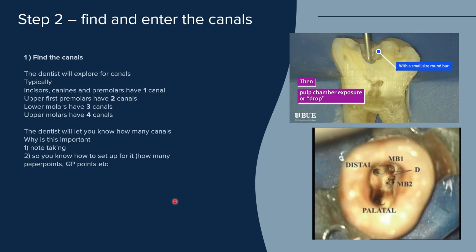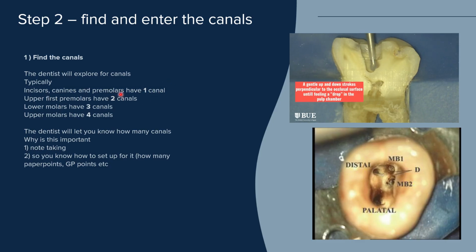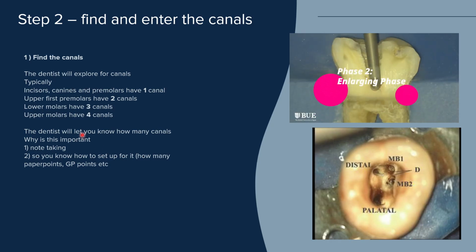So the dentist needs to find the canals. The dentist will explore for the canals. Typically, incisors, canines, and premolars have 1 canal. Upper first molars, or sometimes second premolars, will have 2 canals. Lower molars might have 3 to 4. Upper molars might have 3 to 4 as well. So it just varies. The dentist will let you know how many canals, and this is important for note taking and also so you can set up. It's also important to find that out so you can do a successful root canal.